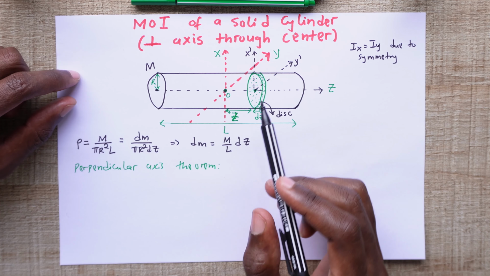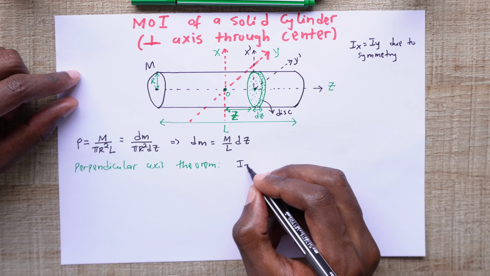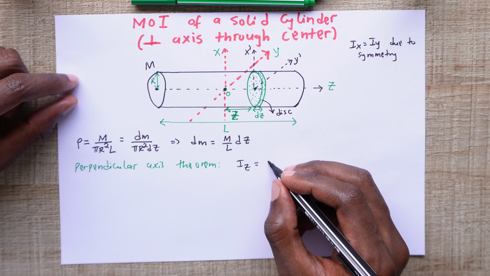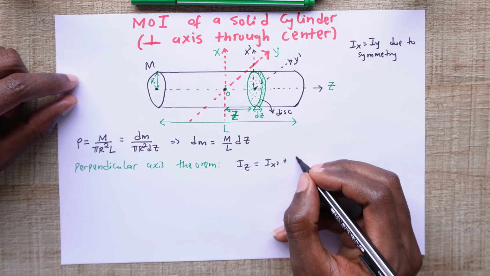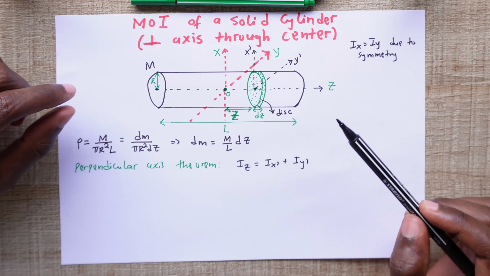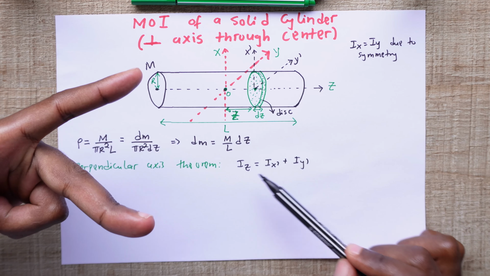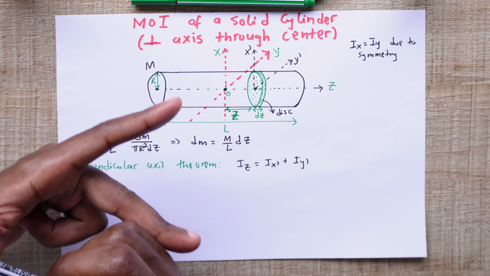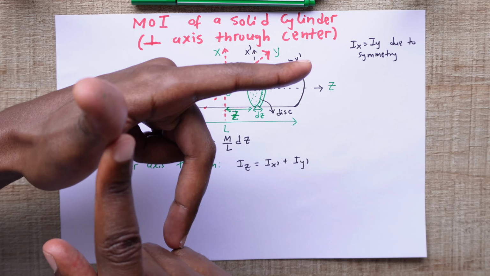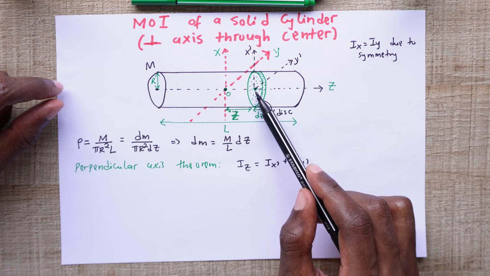The perpendicular axis theorem applied to this disk tells us that Iz, the moment of inertia of the disk about the z-axis, is going to be Ix prime plus Iy prime. Remember that to apply the perpendicular axis theorem, we need a pair of axes that are perpendicular to each other and to the third axis. Just like the right hand rule, you have two axes and you need a third that's perpendicular to the other two. That's why we need x prime and y prime.